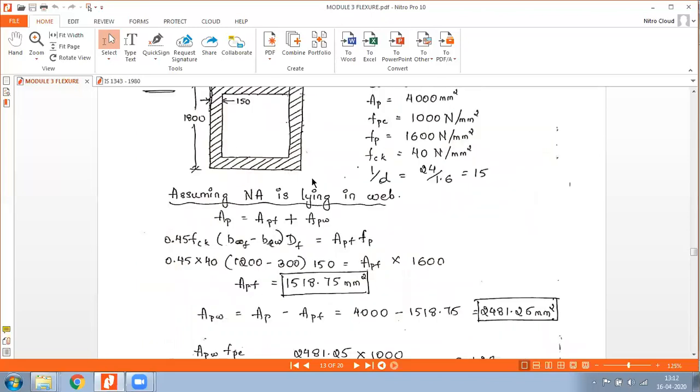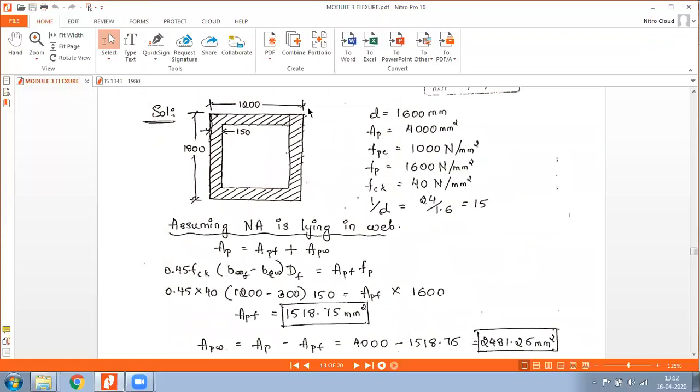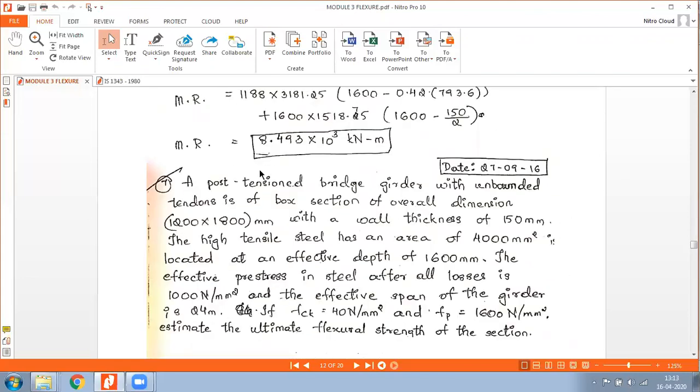Means we need to write it here. Breadth of the box girder 1200. Overall depth of the box girder 1800. And thickness of the web or thickness of the box girder as 150 mm. Like this, we have to make the sketch.